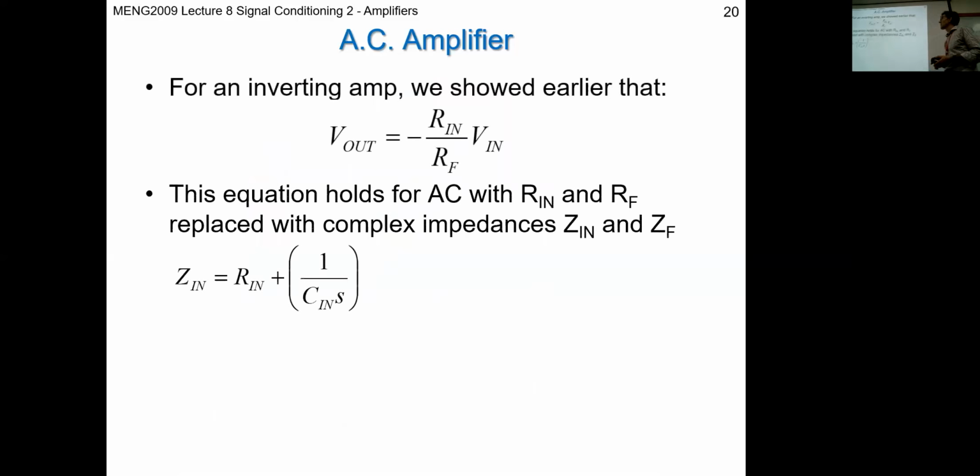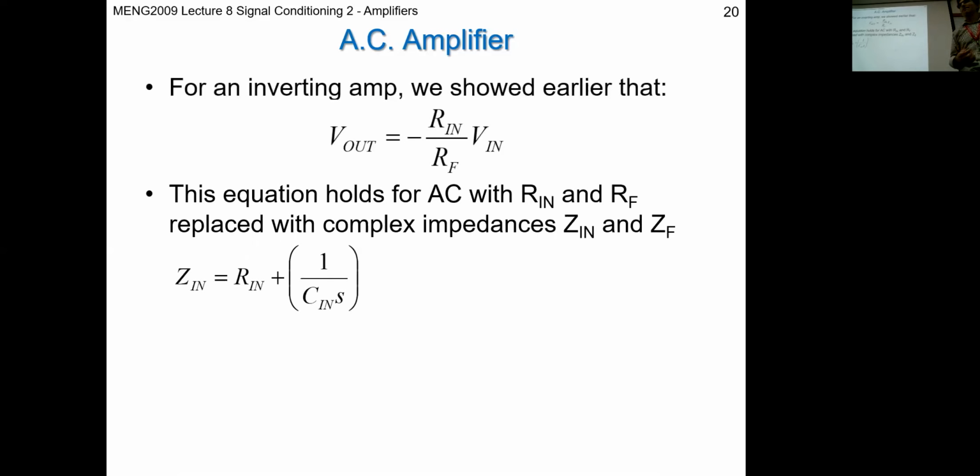All right, so what's the equation? Well, the DC equation is this: V out is the negative gain times your input. It basically holds for the AC, but now we have to convert our Rn and Rf into their impedance equivalents. So it's taking the capacitance into account. And our impedance for the input is going to be the product of the sum of our input resistance and our input capacitance. Now we've introduced this S, which is the Laplace operator.